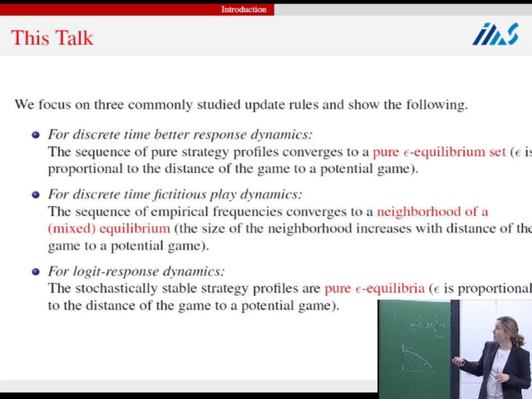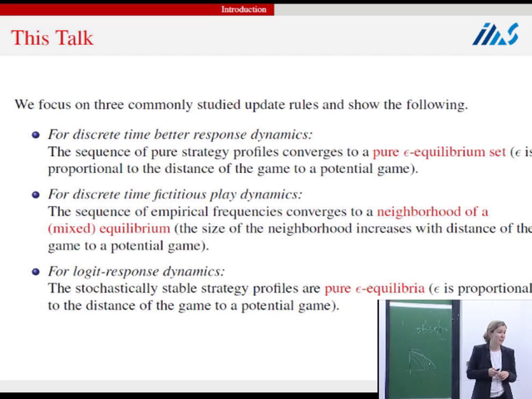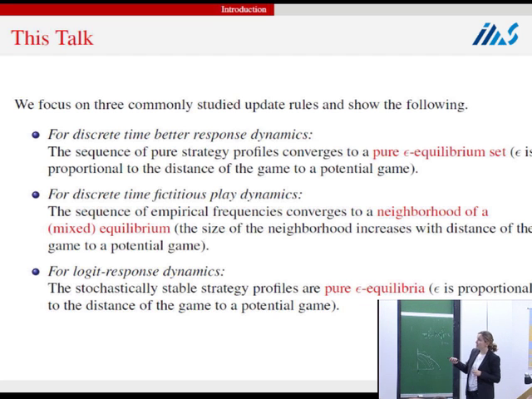the following results. I will look at first discrete time better response dynamics and show that the sequence of pure strategy profiles generated by this dynamics converges to a pure epsilon equilibrium set. Here, epsilon will be proportional to the distance to the set of potential games.